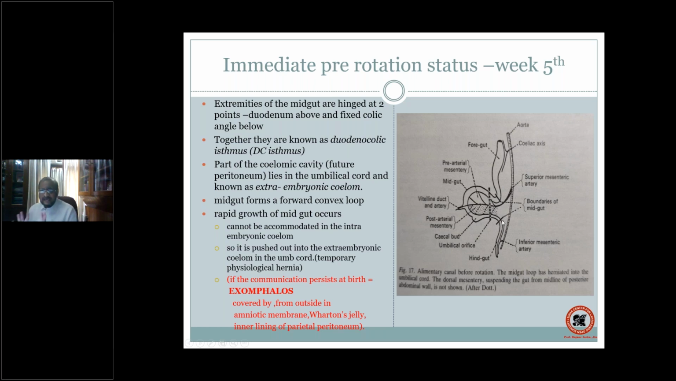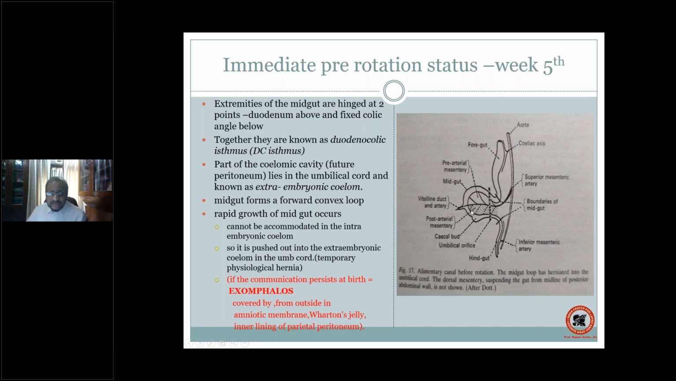Now this is basically anchored there. So this is the whole midgut which is anchored out here. Now what happens is that the loop of the midgut is convex forward, and you got the superior mesenteric artery going up to the apex of the loop, where you got the vitellointestinal duct, the artery, right? Now, what is happening out here is that there is a sudden growth in the midgut.